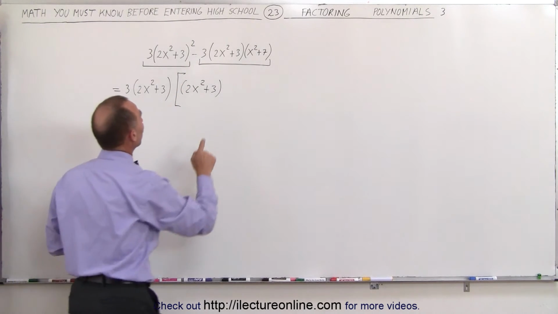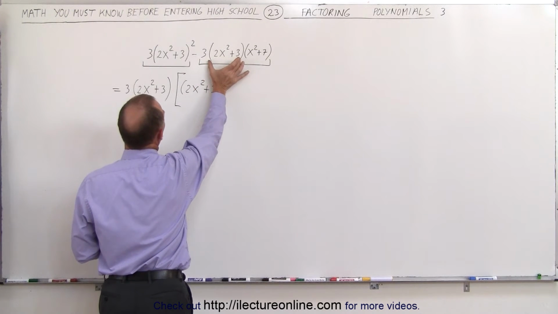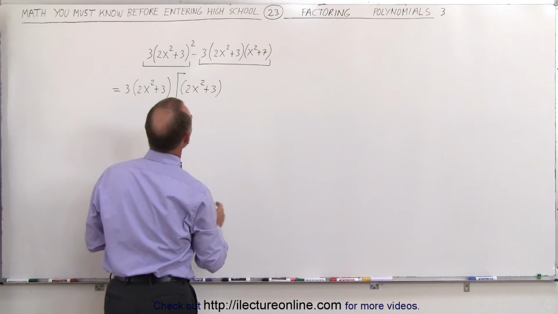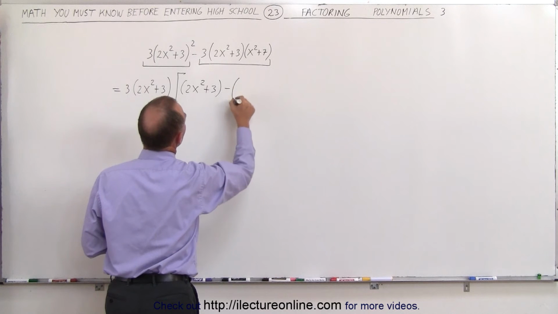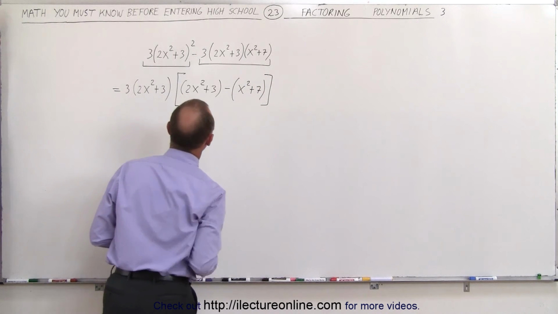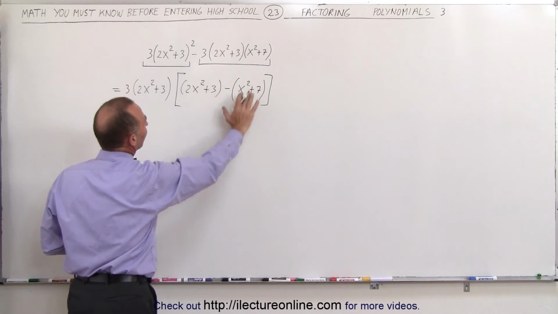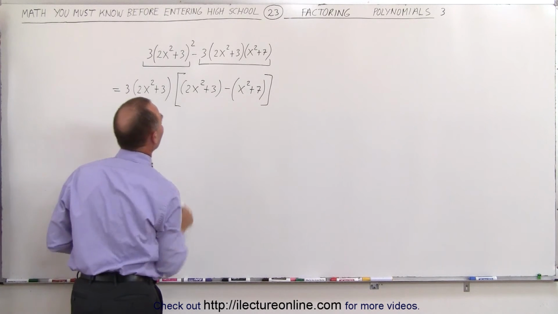From the second term, notice we factored out a 3. We factored out the 2x squared plus 3. And we're left with the quantity x squared plus 7. But don't forget there's a minus sign here, so this becomes minus the quantity x squared plus 7. Now we can go ahead and simplify what's inside by getting rid of the parentheses and applying the negative sign to everything that's inside here.